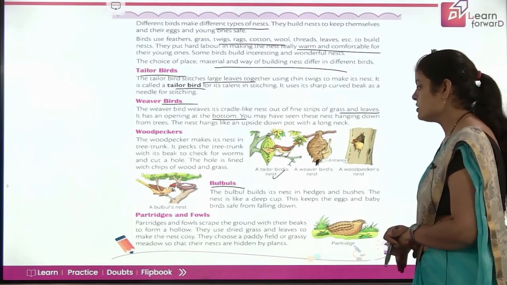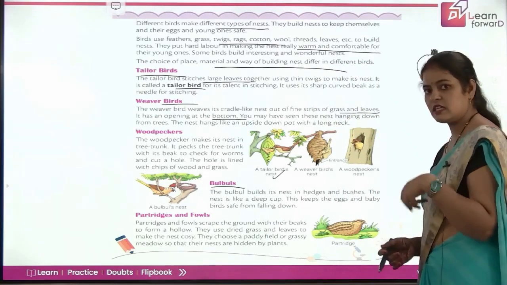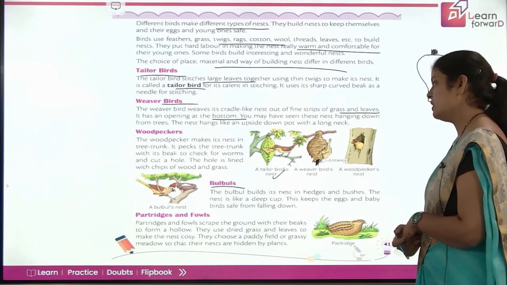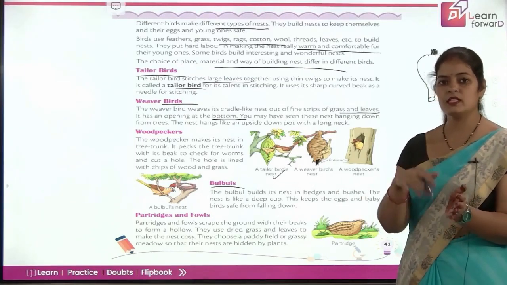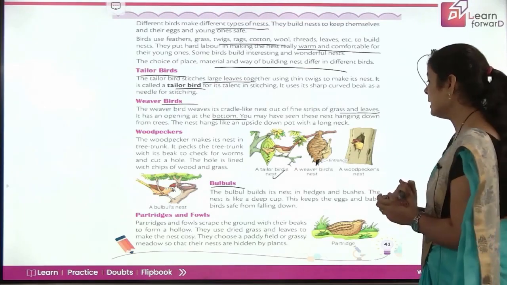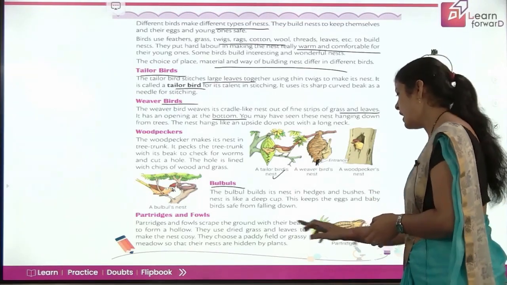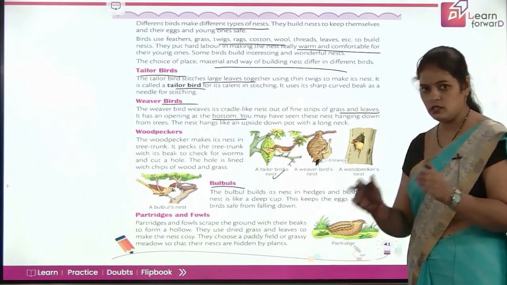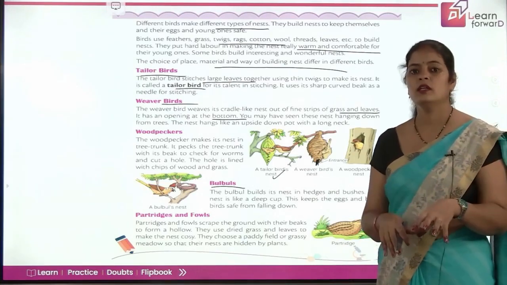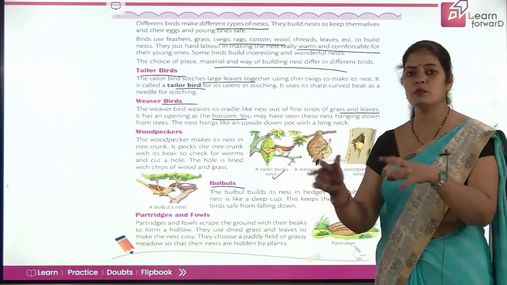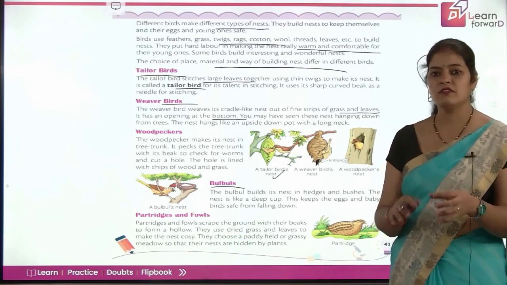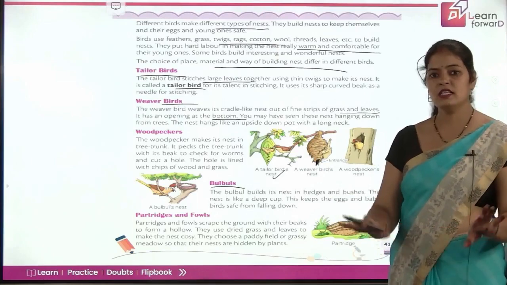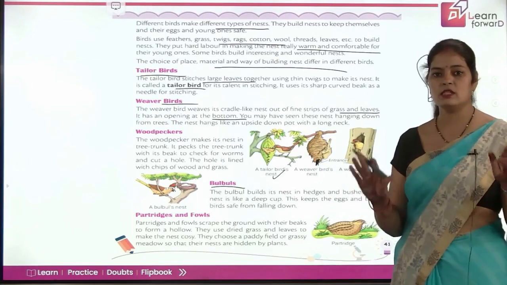Now partridges and fowls. Partridges and fowls scrape the ground, meaning they scratch the ground with their beak to make a hollow. Okay, so they make a hollow, empty place there. They use dried grasses and leaves to make the nest cozy. So once they dig the hole, they bring all the material they require, grasses, twigs and straws, and line the nest with all these things to make it cozy.